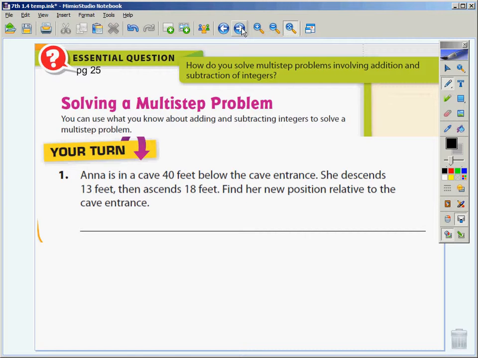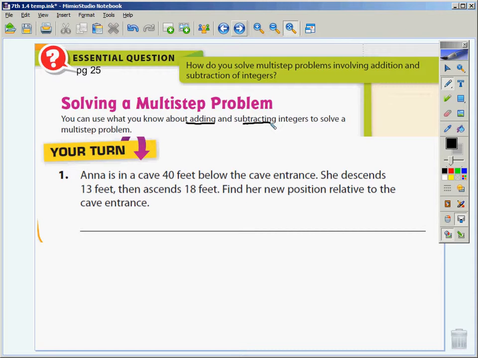When you're solving a multi-step problem, you have to use what you already know about adding and subtracting integers. Remember, we do addition by looking at the signs. We decide if they're both the same. If they're the same, we add and we keep the sign. And if they are different, we keep the sign with the larger absolute value and we subtract. We don't do subtraction. We change subtraction to addition, and we add the opposite.